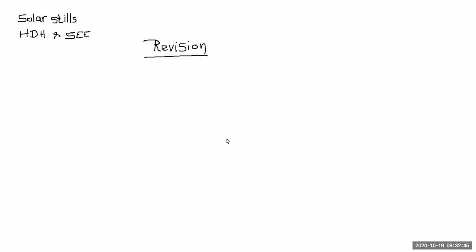So, Bismillah ar-Rahman ar-Rahim. Today what we are going to do is go through a revision of the topics that we have covered so far that will be included in our test. We are talking about three topics. I'll start with the first one, which is the solar stills.